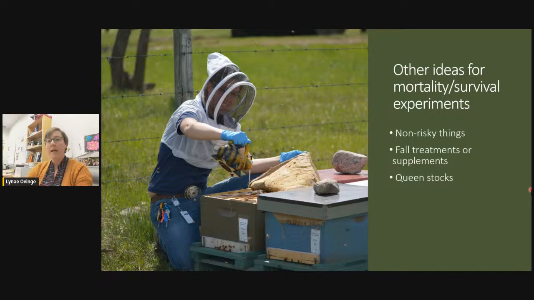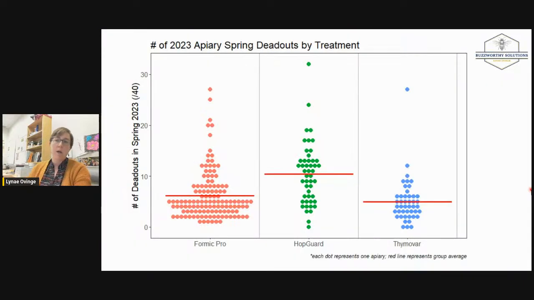So if you're thinking, well, that seems like a great way of doing research, that's what I want to do. Right now, I'll just talk about some other ideas I have for these mortality or survival type experiments. Now, obviously, we want to do non-risky things because he didn't know that HopGuard was going to cause him some extra deads. But obviously, there was a cost to putting this treatment on compared to if he just put this one on, right?